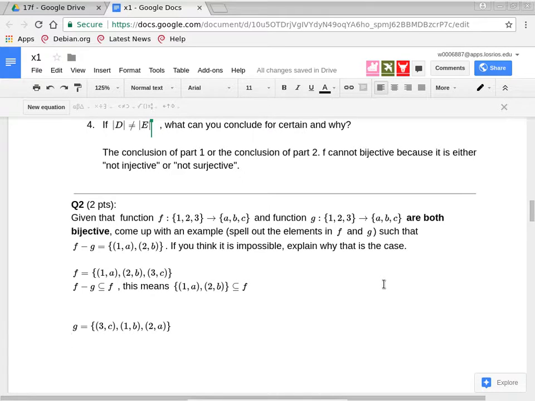Is that okay? But since 3C is an element of G, and G is known to be bijective as well, we know that 1 has to map to B, because if 1 maps to A, then it won't show up as F minus G like earlier. So we know that G of 1 has to map to B, and 2 has to map to A. I'm just verbally explaining it, but I'm hoping the logic is okay. Is that okay or not okay?